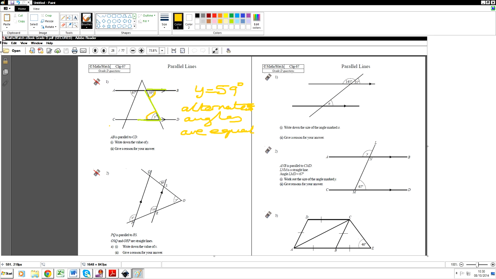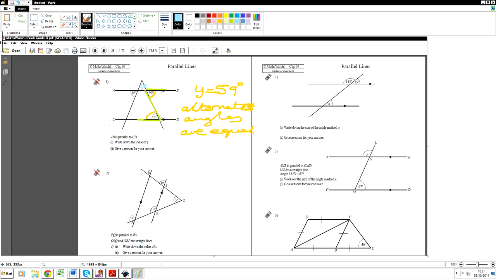Now, by us knowing 59, we can actually fill in so much of that page. We can fill in so much. Right, let's start filling in other things that we can know just by knowing that 59. So if that's 59 on this side, what's this angle here going to be?